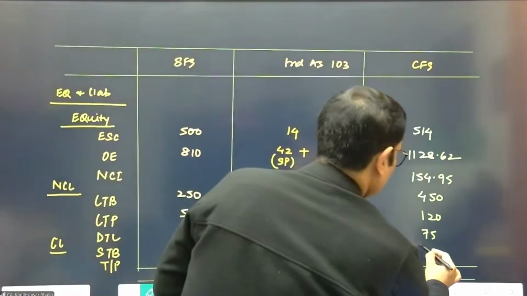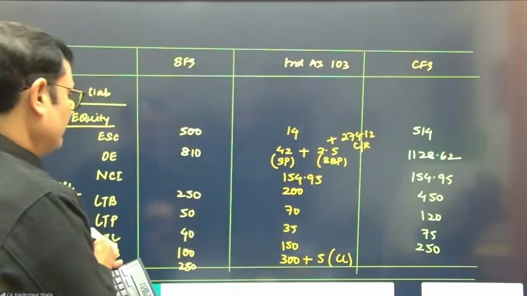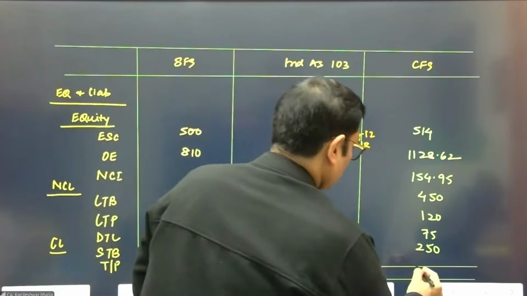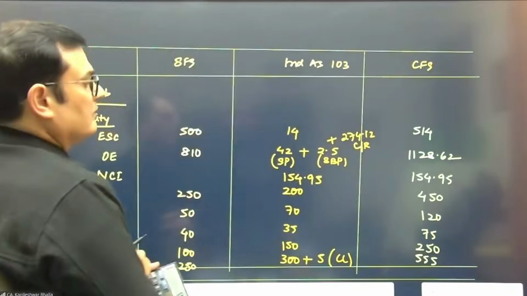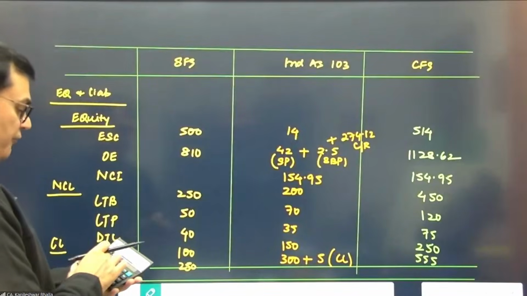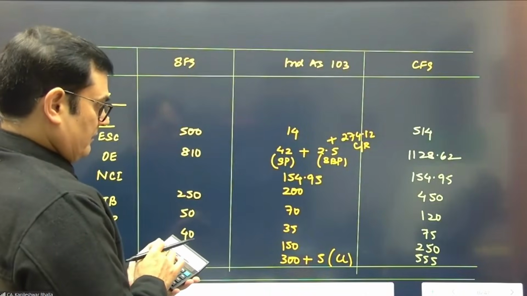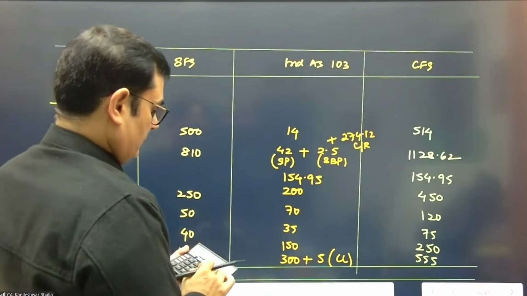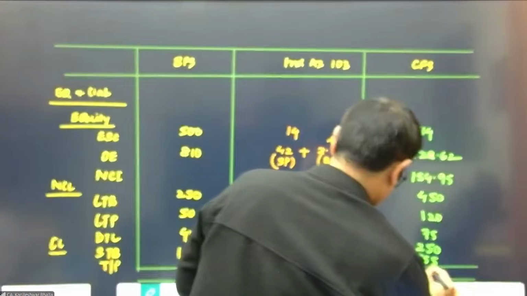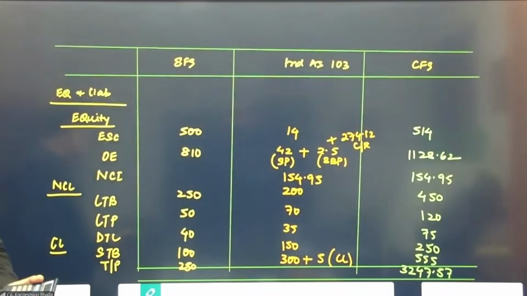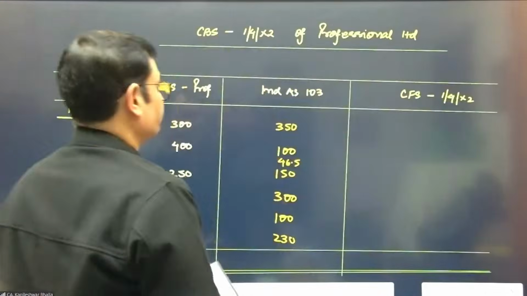Then DTL is 75. You can net off the DTL and DTA as well, giving a note. Then short-term borrowings is 250. And the trades payable is 555. The trades payable is supposed to be 555. So I think this is all on the liability side: 514, 1128.62. This is, I think, coming to 3247.57. So this is coming to 3247.57 is the total.